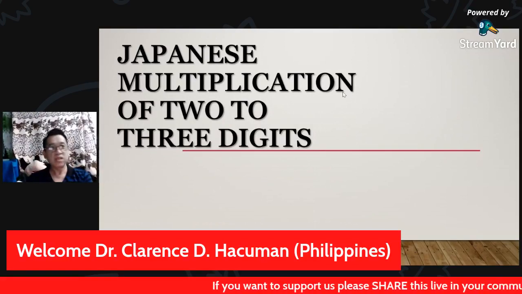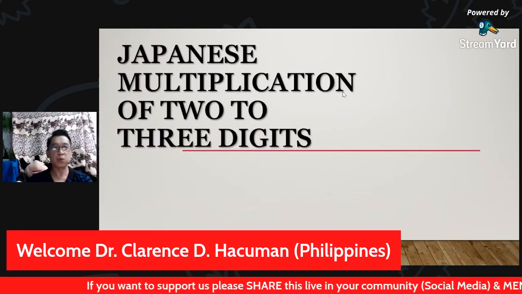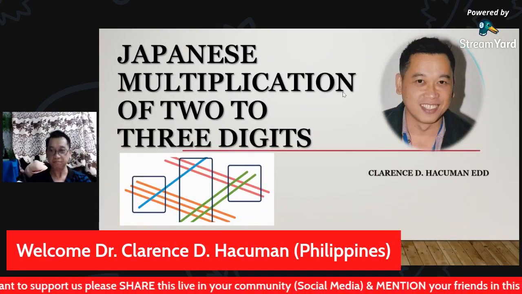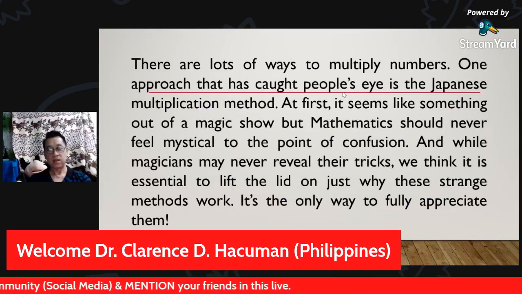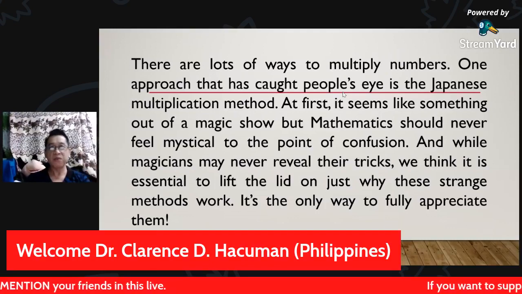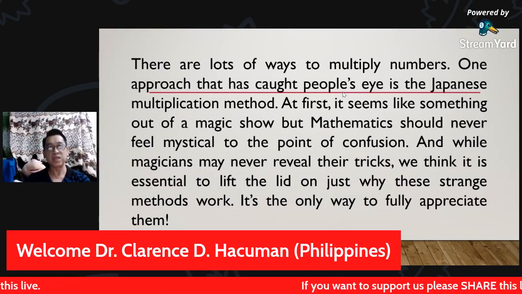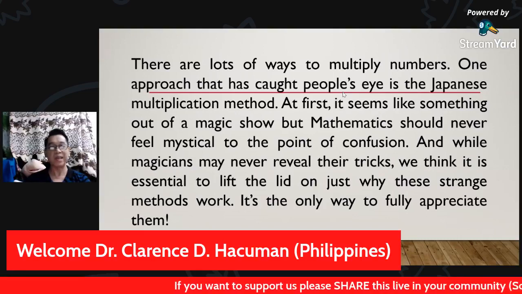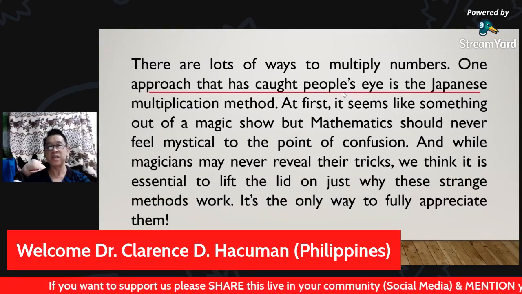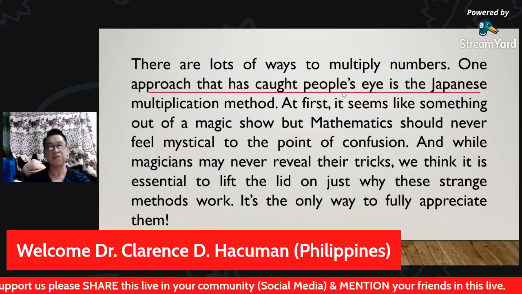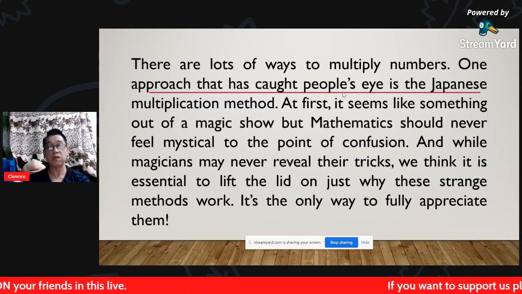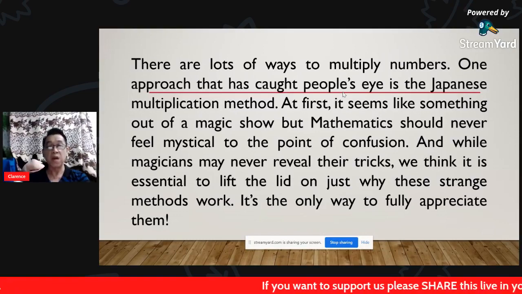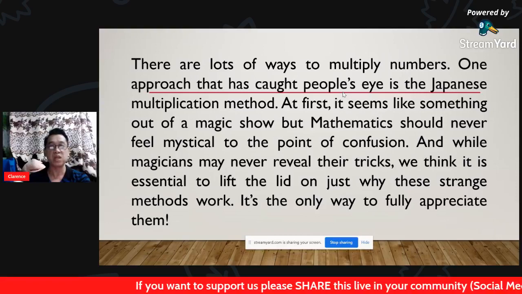The topic that I'm going to discuss with you is the Japanese multiplication of 2 to 3 digits. For the introduction, there are lots of ways to multiply numbers. One approach that has caught people's eye is the Japanese multiplication method. At first, it seems like something out of a magic show, but mathematics should never feel mystical to the point of confusion. And while magicians may never reveal their tricks, we think it is essential to lift the lid on just why these strange methods work. It's the only way to fully appreciate them.